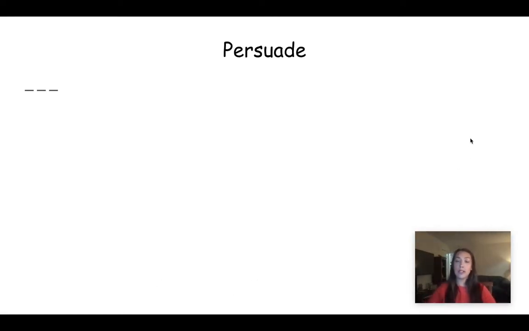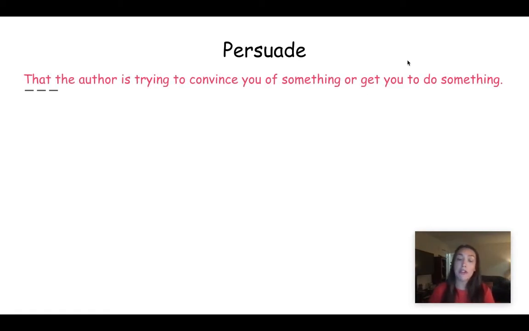So the first one we can talk about is persuade. To persuade means that the author is trying to convince you of something or get you to do something. So let's look at a paragraph where the author is trying to persuade.